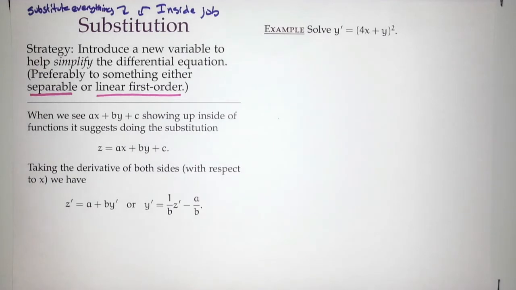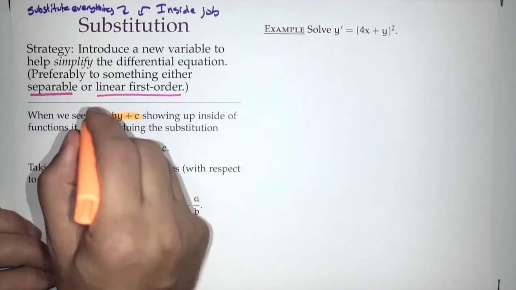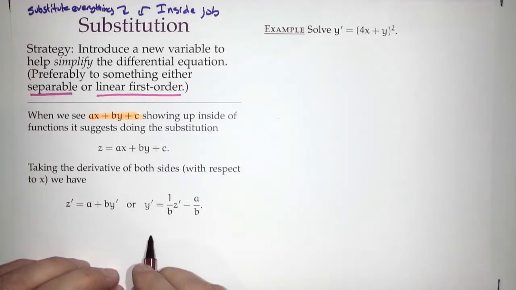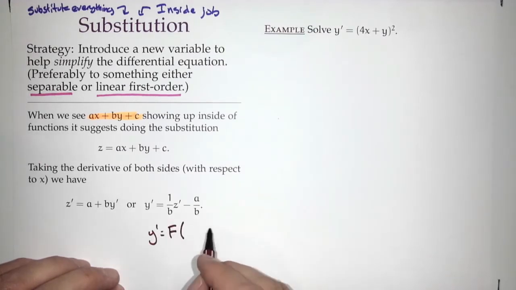says, well, suppose that we have a differential equation. And when we look at our differential equation, we see this expression showing up, ax plus by plus c, and it's showing up inside of functions. And we say, all right, that suggests that since that's showing up on the inside of functions, we should do a substitution. What that says is we have our differential equation y prime is some expression that's a function of ax plus by plus c.